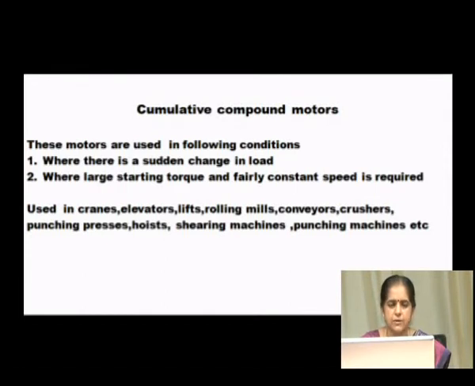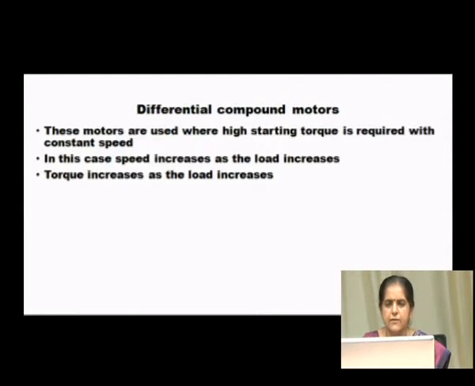So, these motors are used in cranes, elevators, lifts, rolling mills, conveyors, crushers, punching presses, hoists, shearing machines as well as punching machines. So, these are the different applications of the cumulative compound motor.